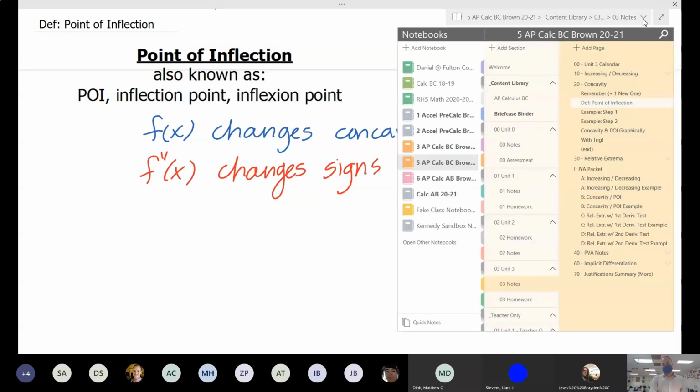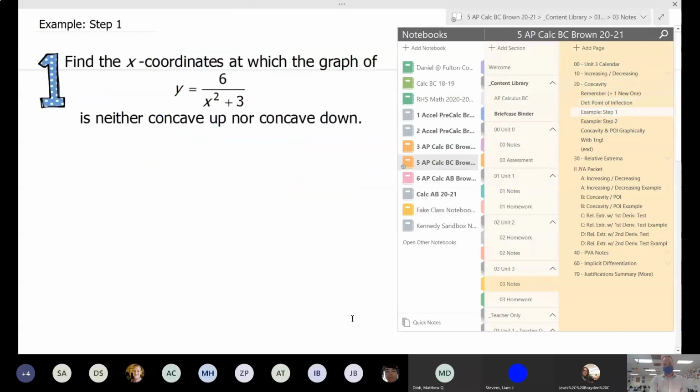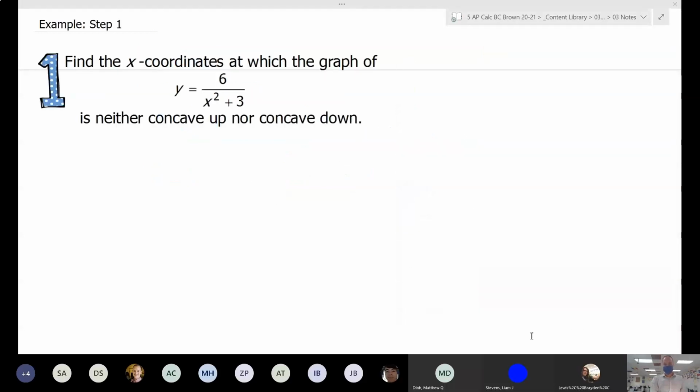To look at the example that I have, I'm not going to look at a graph first, since we did kind of do that with intervals of increasing and decreasing. But I have: find the x coordinates at which the graph is neither concave up nor concave down. When I'm looking for where this graph is neither concave up nor concave down, we know that means we're finding where the second derivative is equal to 0.